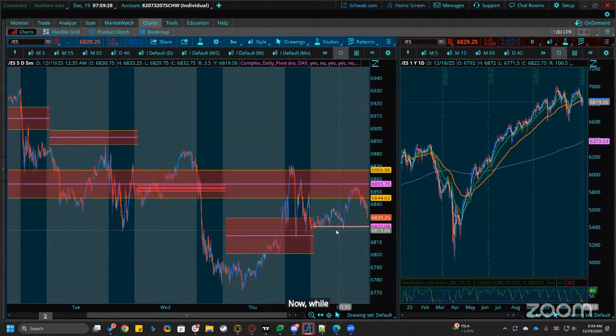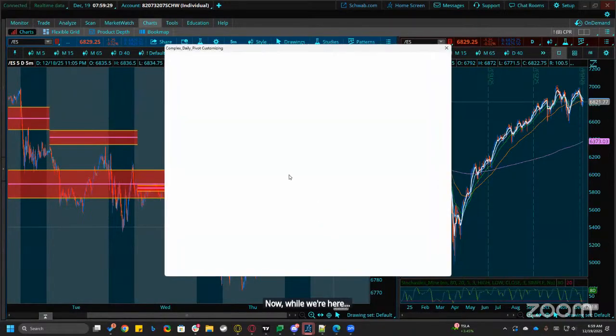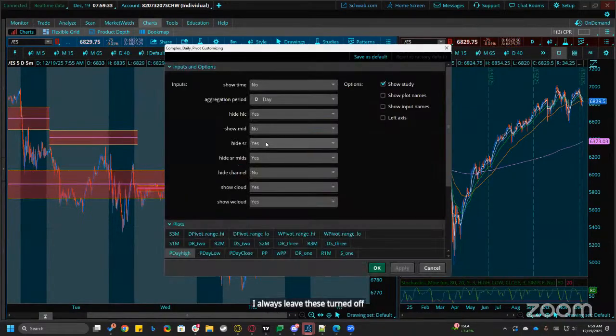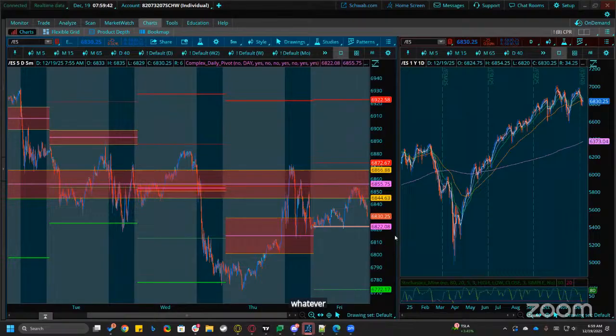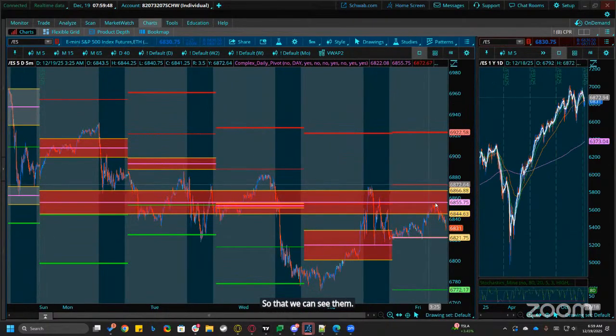Now, while we're here, I always leave these turned off until I need them. Double click on the channels and this pops up. And we want to turn off whatever's hiding our pivots so that we can see them. These are the pivots that I just unhid.